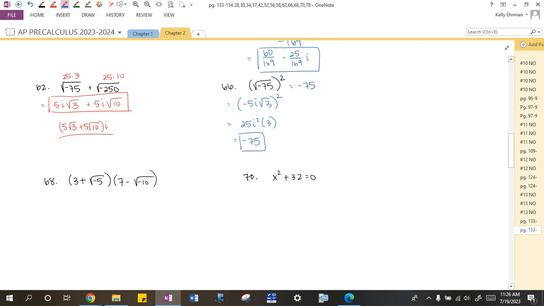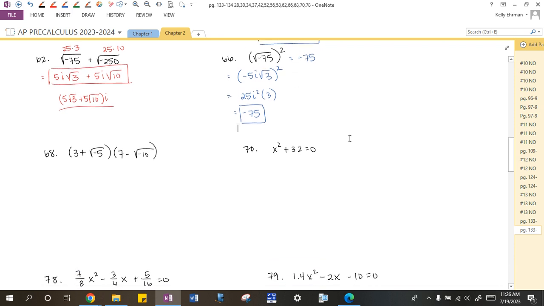A problem like this, if this were on a quiz or a test for me, I would just be looking for your answer. I don't quite care how you get there for this problem. Either way is valid.